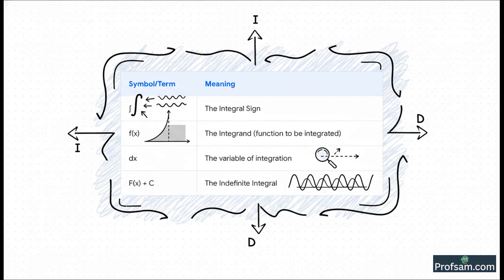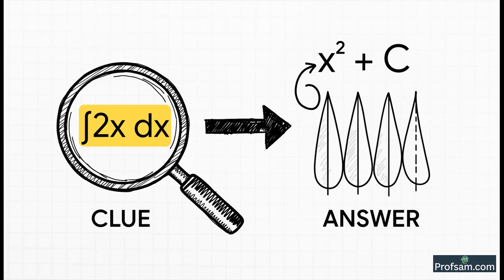The dx simply tells us which variable we care about. In this case, it's x. And the whole answer, capital F of x plus c, which represents that entire family of antiderivatives, that's called the indefinite integral. So let's put this new language to use with our example. When you see this expression, the integral of 2x dx, it's just a formal mathematical way of asking our detective question. What is the entire family of functions whose derivative is 2x? And now we know the complete official answer. It's x squared plus c.